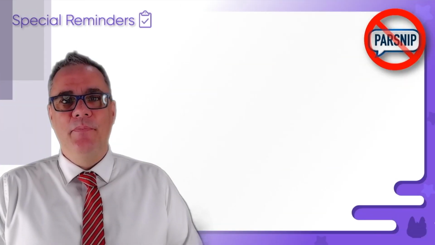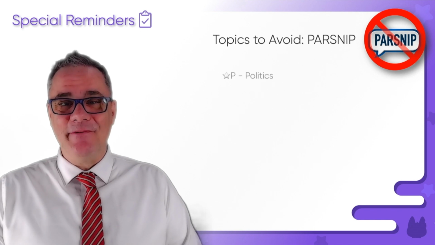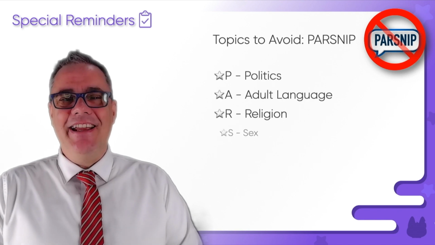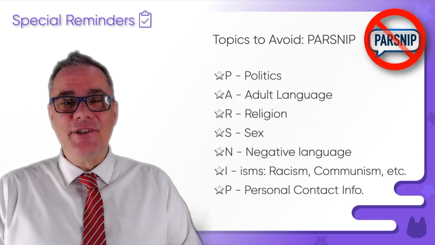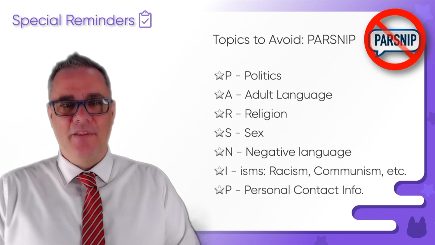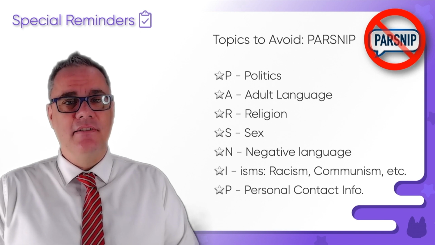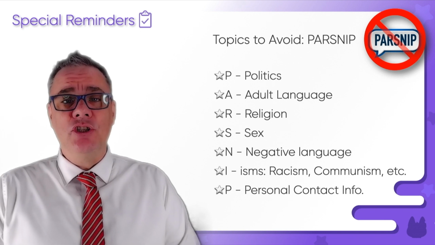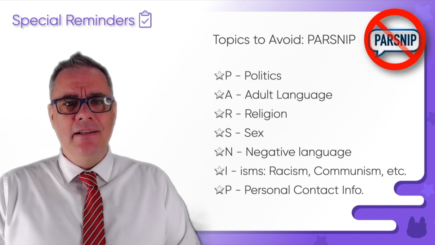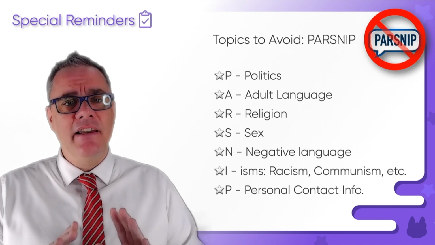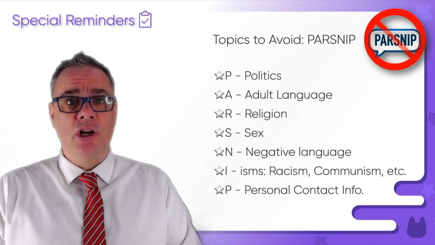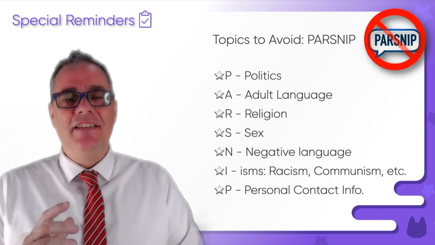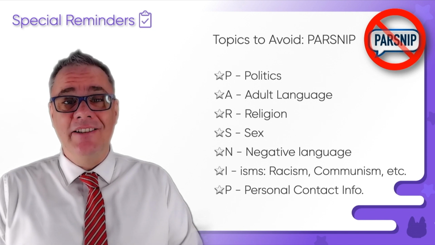Now remember, there are some topics that we want to absolutely avoid in our classes, especially with young learners. Pay close attention to the acronym PARSNIP. Let's not talk about politics. Let's not use adult language, or talk about religion or sex. Let's use positive language, not negative language. Let's avoid our isms, racism or communism, and let's not exchange personal contact info with the student.